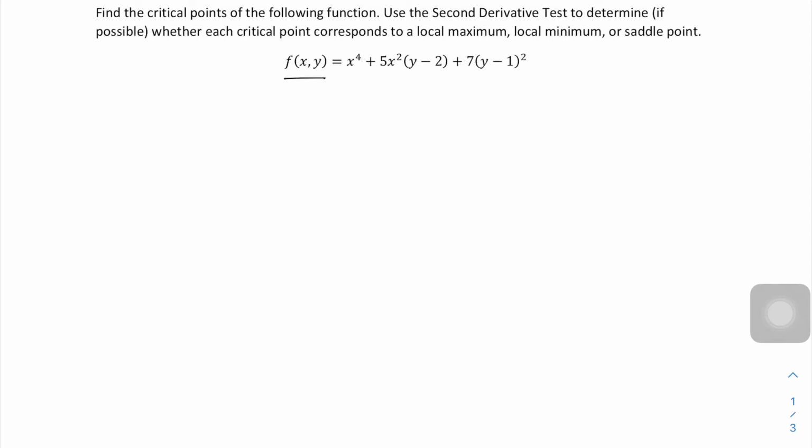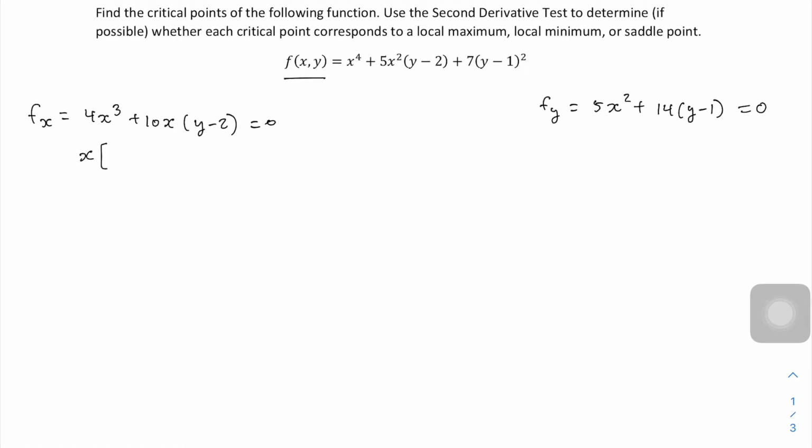We have a function here that depends on x and y. So the first thing we're going to do is calculate the partial derivative with respect to x and the partial derivative with respect to y. And then we set both of them equal to 0. So the partial derivative with respect to x will give us this expression, and the partial derivative with respect to y will give us this expression. And we set both of them equal to 0. Okay, and let's try to solve it.